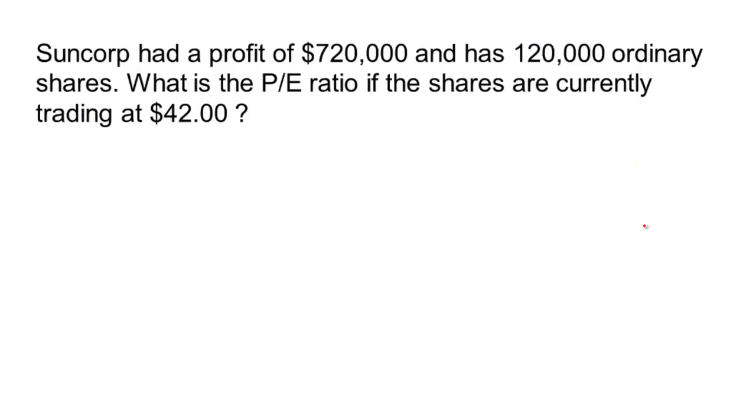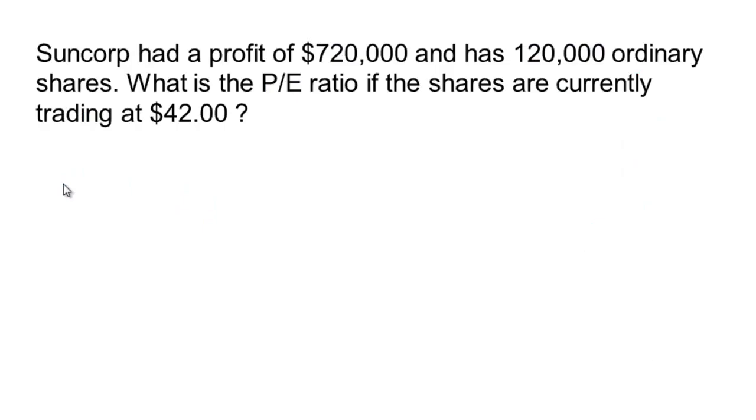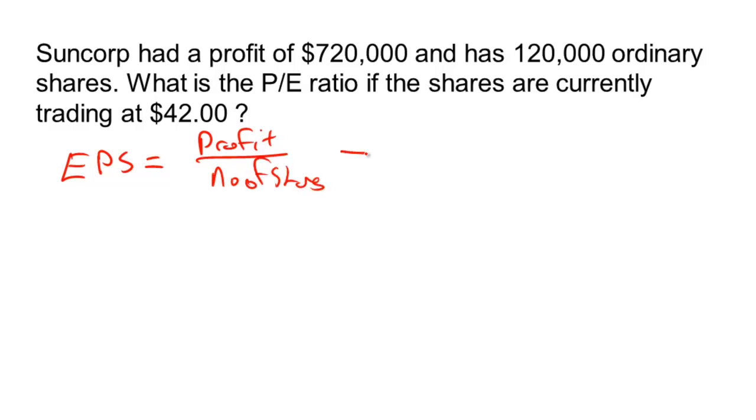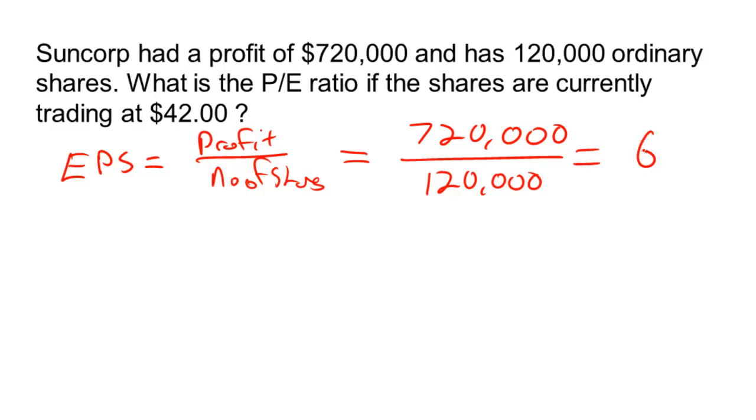Okay, so let's have a look at a question to see how it goes. Suncorp has a profit of $720,000 and has 120,000 ordinary shares. What's the price earnings ratio if the shares are currently trading at $42? So let's look at the earnings per share. Earnings per share equals your profit divided by the number of shares. Our profit is $720,000, we have 120,000 ordinary shares, so our earnings per share is $6.